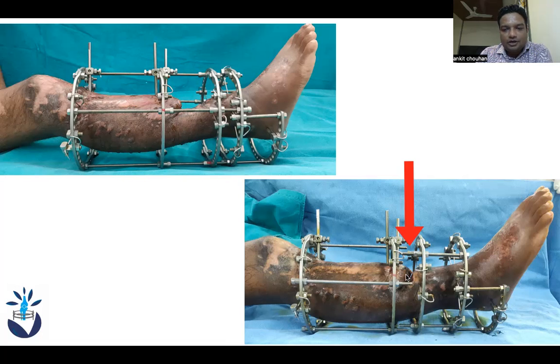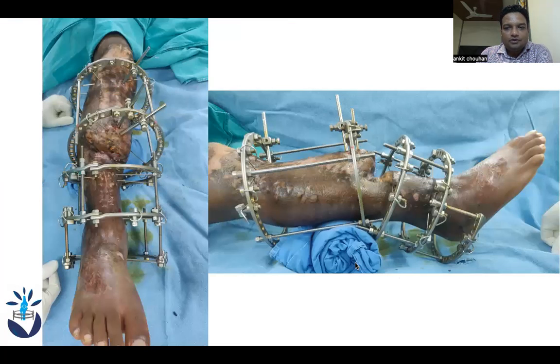And when the transport was almost complete, this layer of soft tissue, with skin and fibrous tissue, invaginated into the docking site, which hindered complete docking of the bone fragments. At this stage, what is required is excision of this soft tissue fragment and some shortening at the proximal and distal fragment to achieve a good closure.